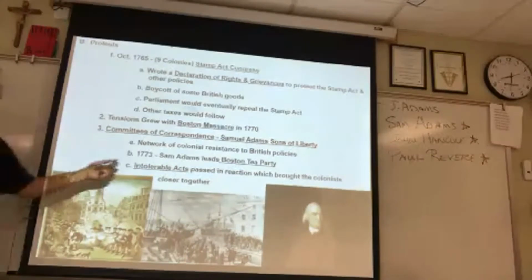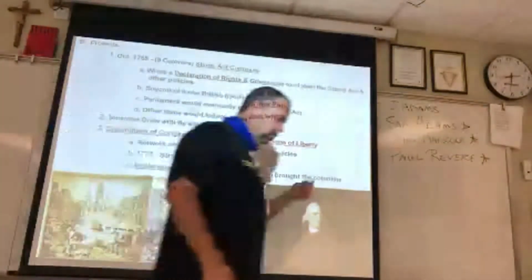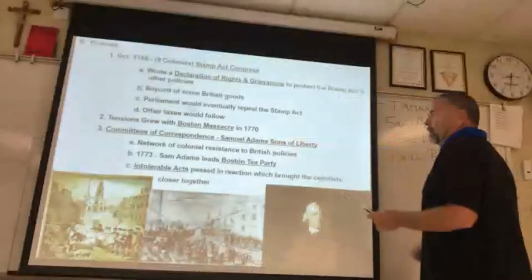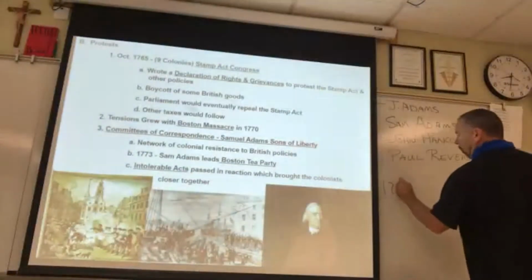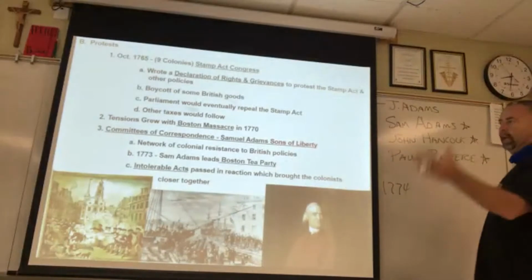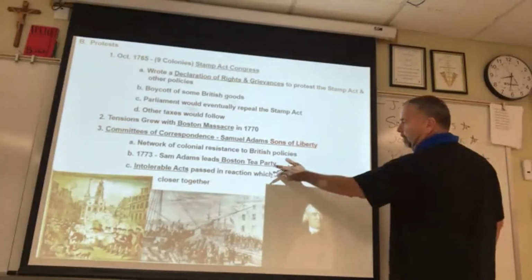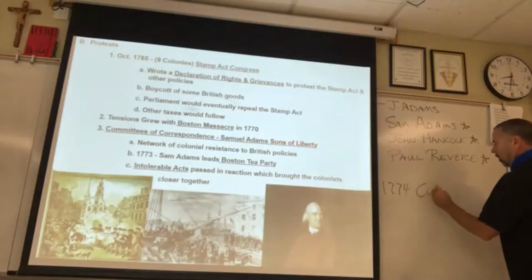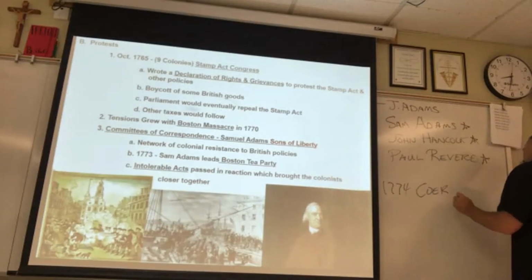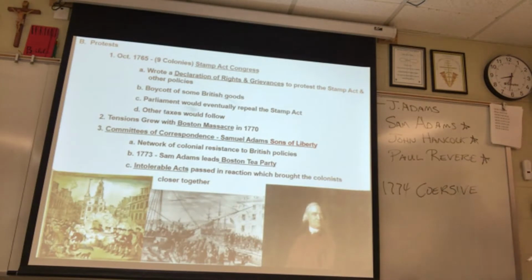And so the British response to this is what we call the Intolerable Acts. And this is 1774. Once the king and Parliament find out about this tea party, they're like, the heck with that. Now, they call it the Coercive Acts.